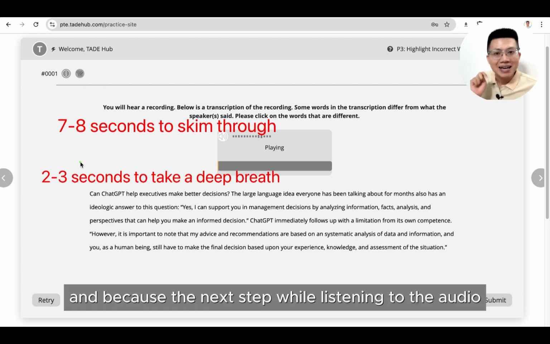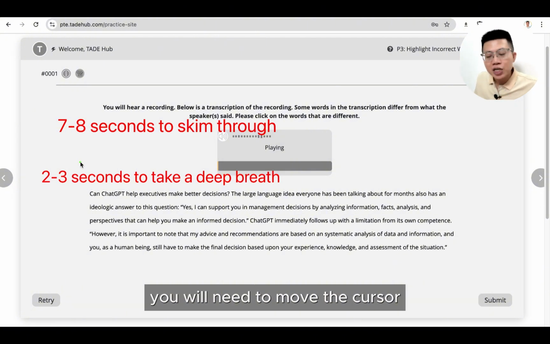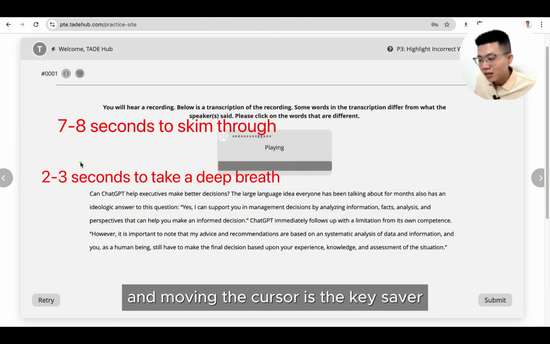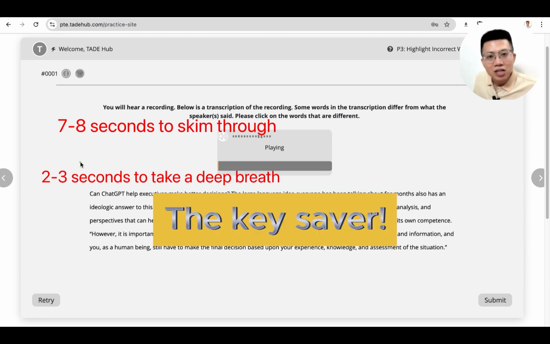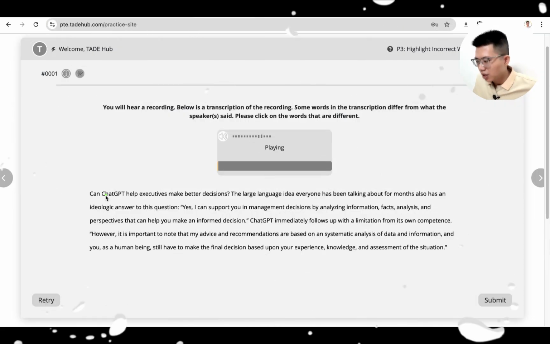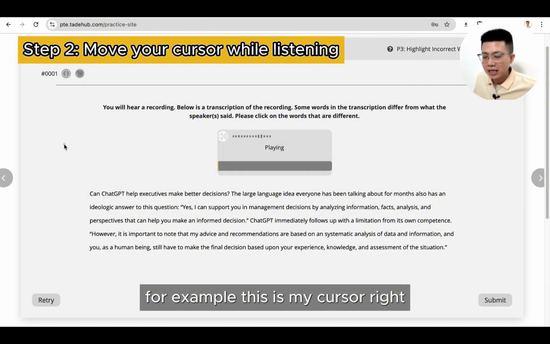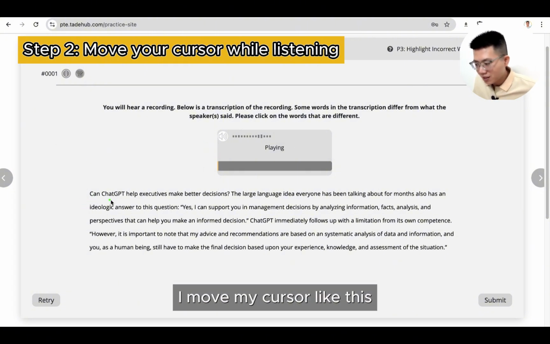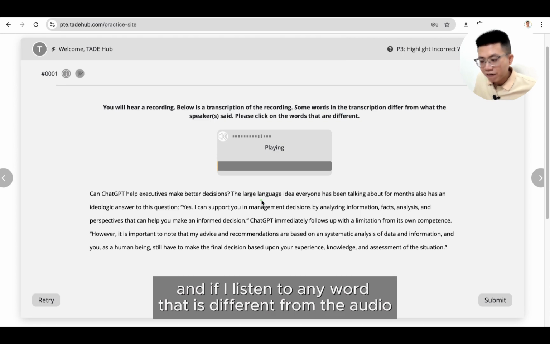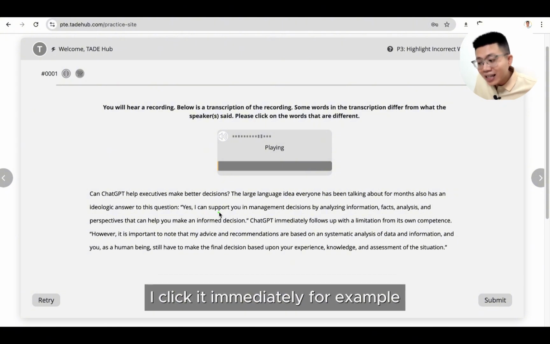And because the next step, while listening to the audio, you will need to move the cursor, and moving the cursor is the key saver to deal with this question type. For example, this is my cursor, right? And while listening to the audio right here, I move my cursor like this, and if I hear any word that is different from the audio, I click it immediately.